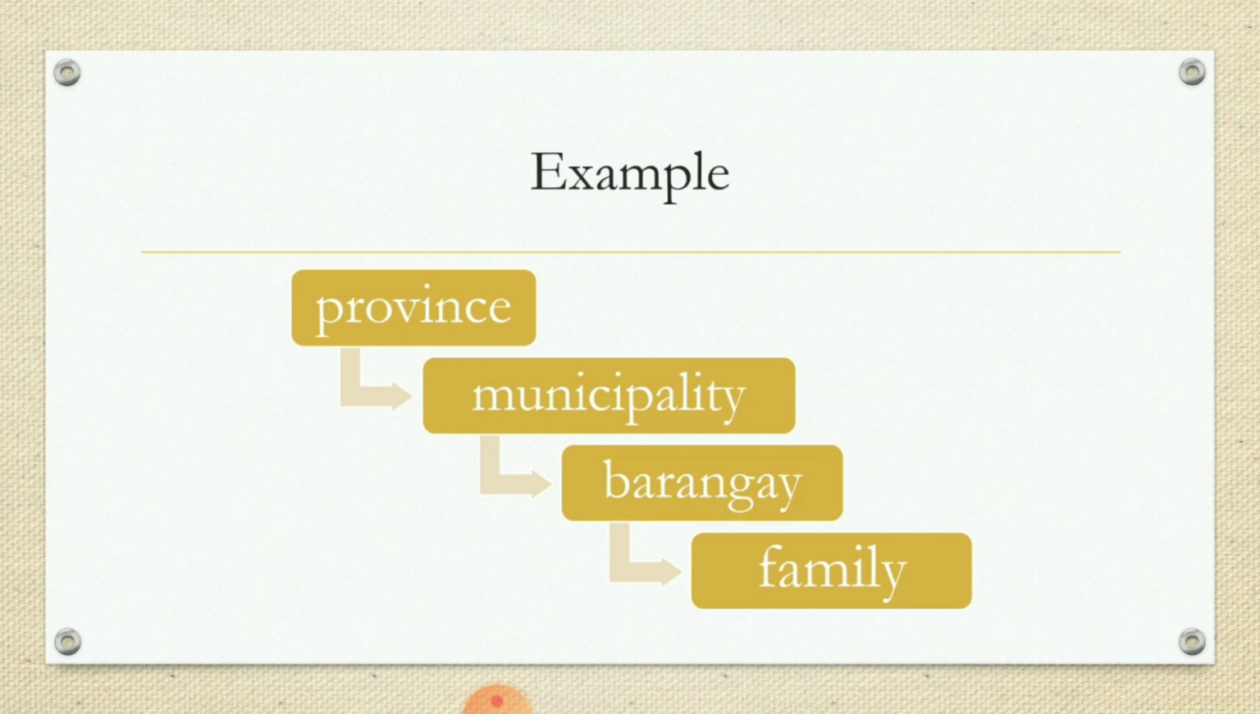So you need to narrow it down into a municipality. So you have to choose a municipality from the province of Nueva Vizcaya. Let's just say Bagabag. And then from that municipality, you need to narrow it down into a barangay. Then from that barangay, you can now choose your family samples. So those are the 5 methods of probability sampling.